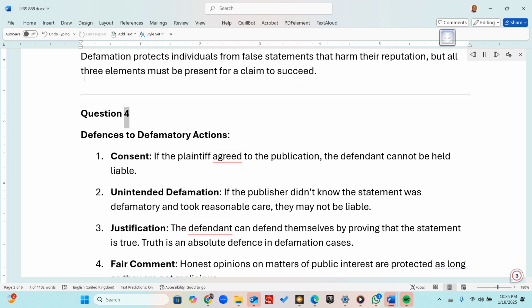Question 4. Defenses to defamatory actions. Consent. If the plaintiff agreed to the publication, the defendant cannot be held liable. Unintended defamation. If the publisher didn't know the statement was defamatory and took reasonable care, they may not be liable.